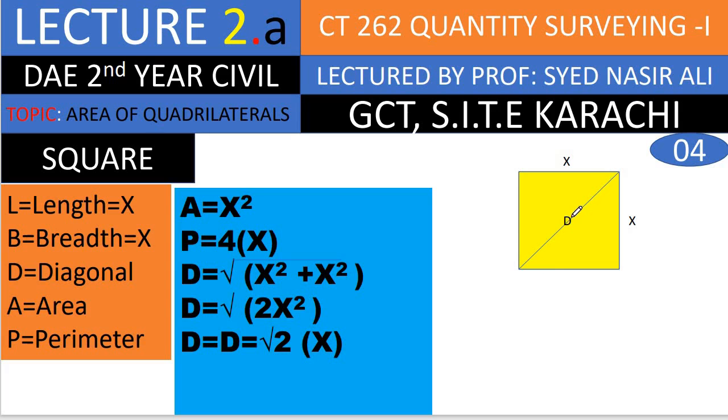Now this is the square. The square has 4 sides, but all sides are equal. This is the length x, this is the breadth x, and this is the diagonal D. For area, just x multiplied by x, which is x square, and for perimeter 4 multiplied by x. This is the formula for perimeter. For diagonal, we use the same formula used in the rectangle: square root of x square plus x square, we get 2x square. Square root of 2 times x is the formula for diagonal D.